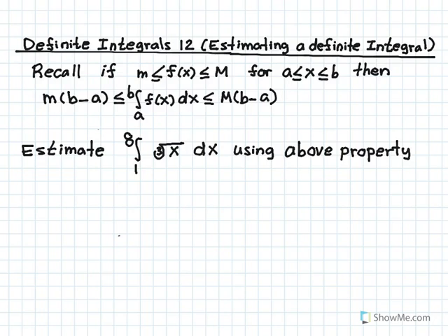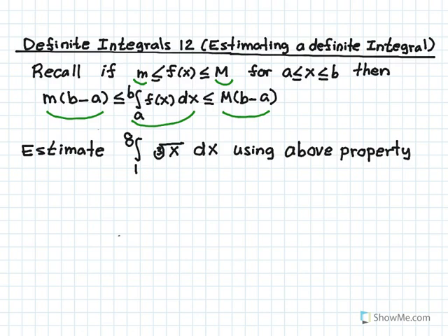And recall, if there's a function f of x that's less than or equal to capital M, the absolute maximum of the function on the closed interval a to b, and it's larger or equal to small m, that's the absolute minimum of the function on the closed interval a b, then the definite integral from a to b of f of x dx, which is essentially the area under the graph of the function f of x from a to b, is less than or equal to the area of the larger rectangle given by capital M times b minus a, and it's larger or equal to small m times b minus a.